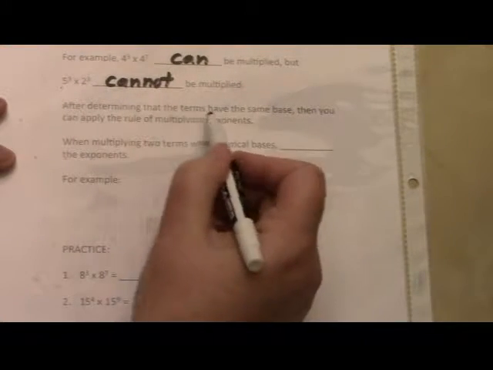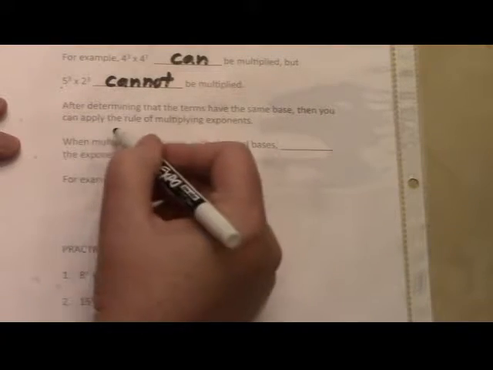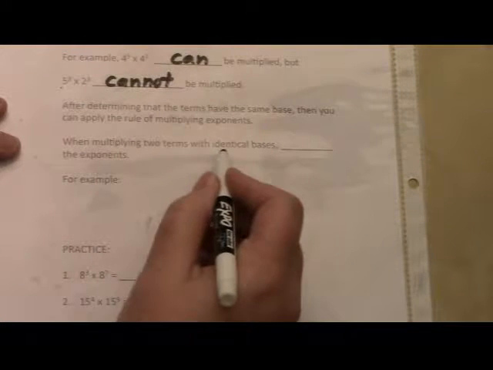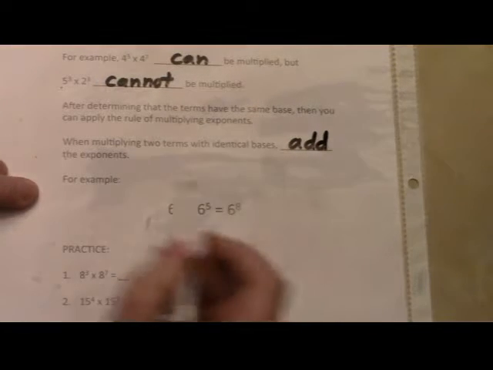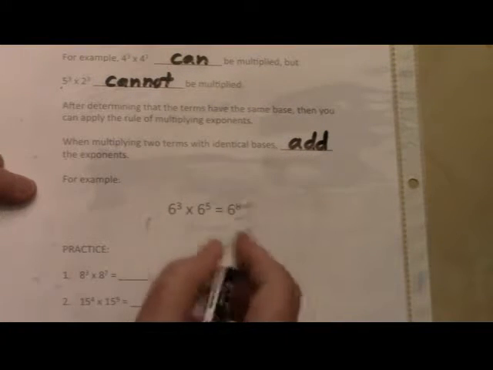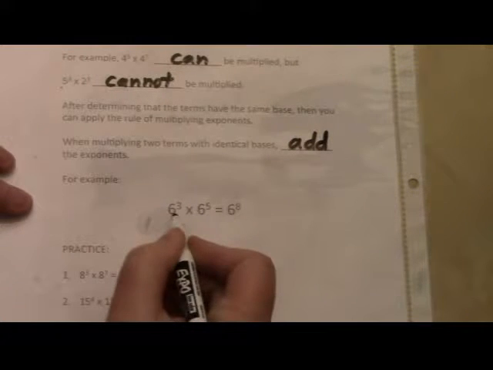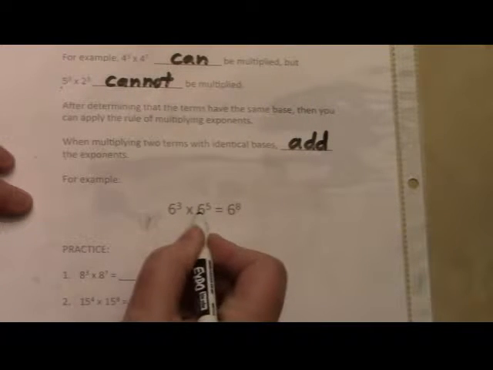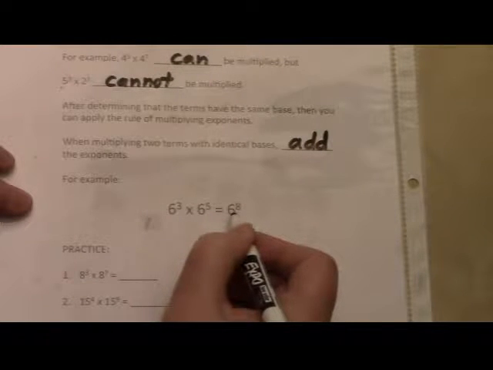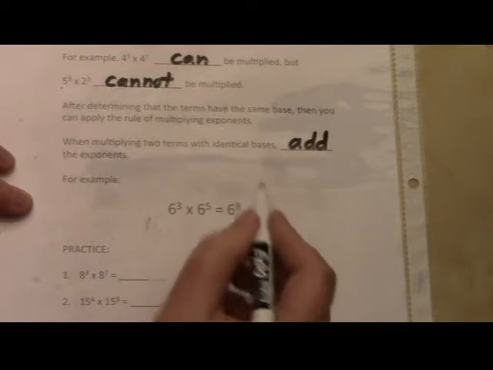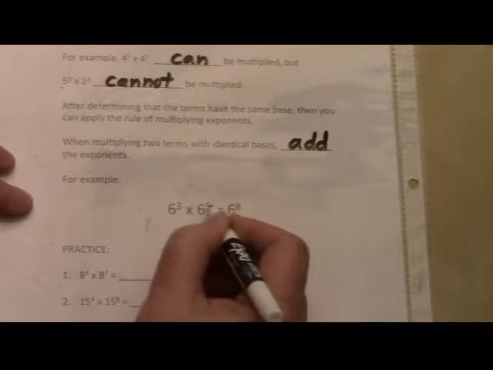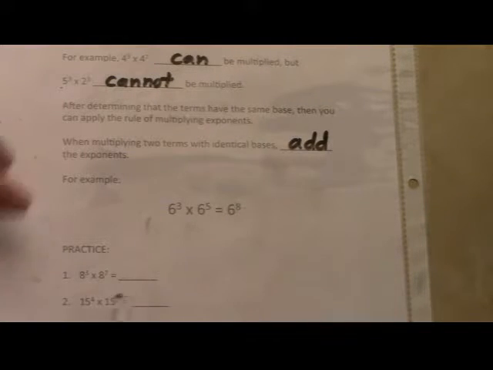After determining that the terms have the same base, then you can apply the rule of multiplying exponents. When multiplying two terms with identical bases, you add the exponents. For example, 6 to the 3rd power times 6 to the 5th. I can multiply these because my bases are the same. My base will stay the same here. I don't make it 6 times 6 is 36. My base will stay the same. All I have to do is add 3 plus 5, and that gives me 8. So let's take a look at some practice together.